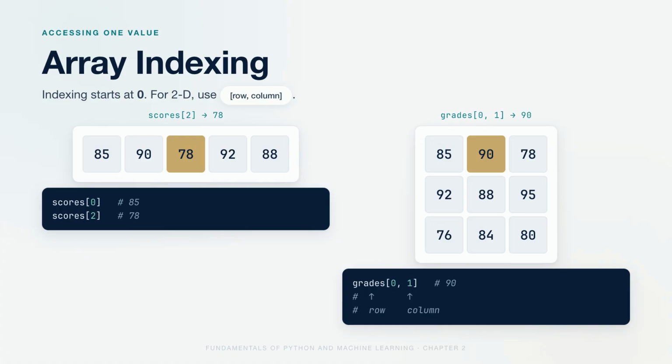The first number represents the row index. The second number represents the column index. This is very important when working with datasets because we often need to access specific rows, columns, or values.